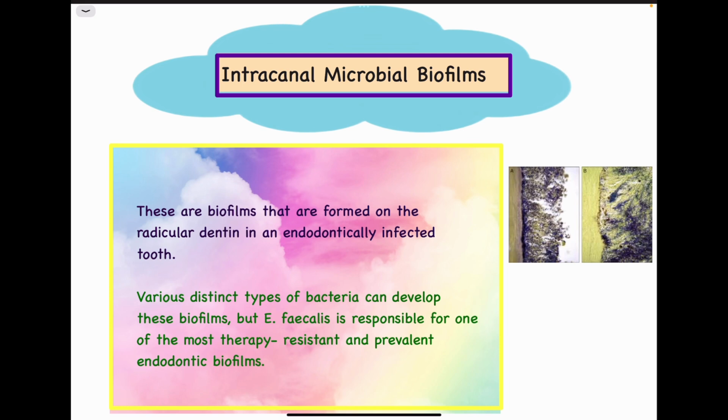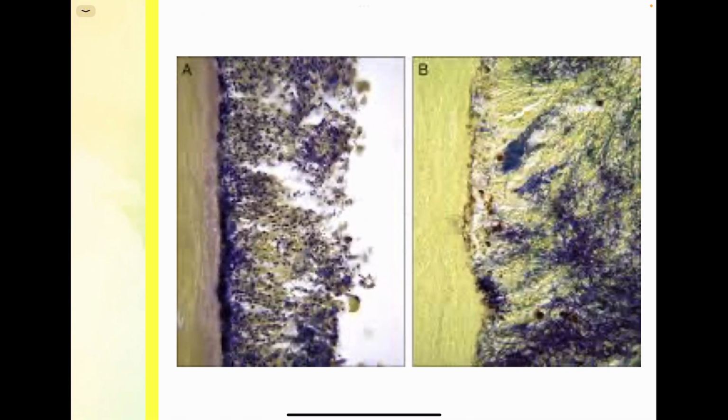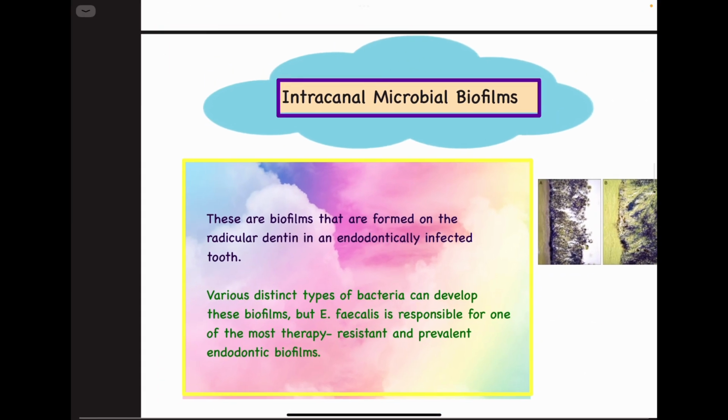So starting with intracanal microbial biofilms, right? So these are biofilms that are formed on the radicular dentine in an endodontically infected tooth, right? So when there is an endodontic infection going on, these biofilms are basically formed on the radicular part of dentine, right? So here in this picture we can see there is a formation of biofilm on the radicular dentine.